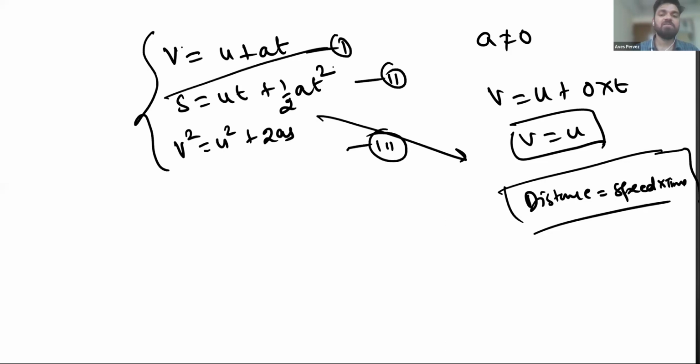In this one, v is present, but in this one, v is not present. Similarly, in the third one, t is not there. So when we are going to calculate something in the question, u and a will be there, the initial velocity, and acceleration, in all of them.